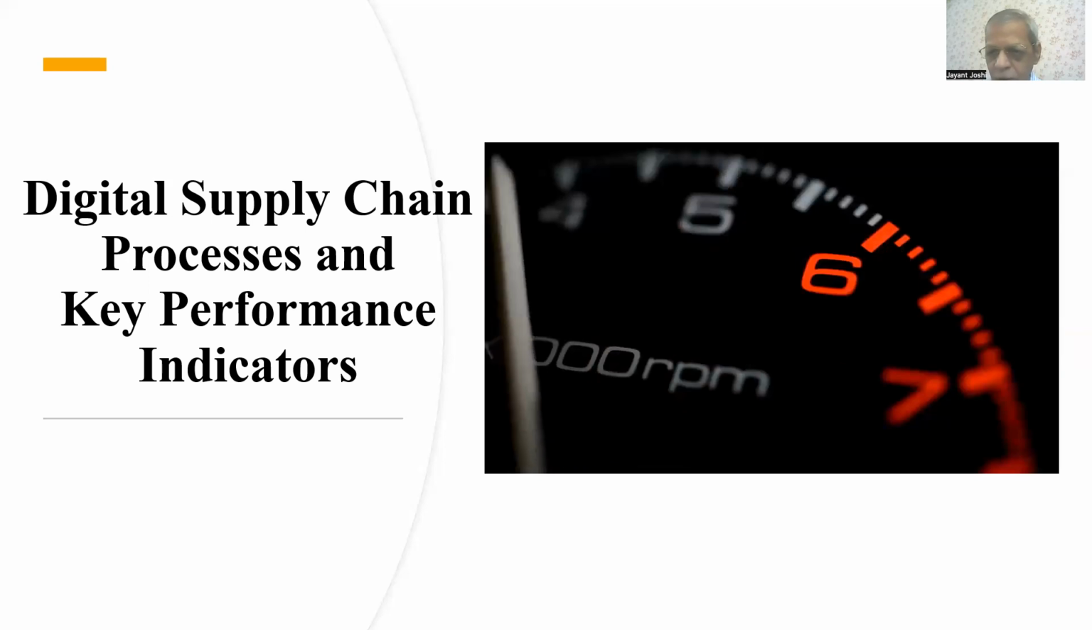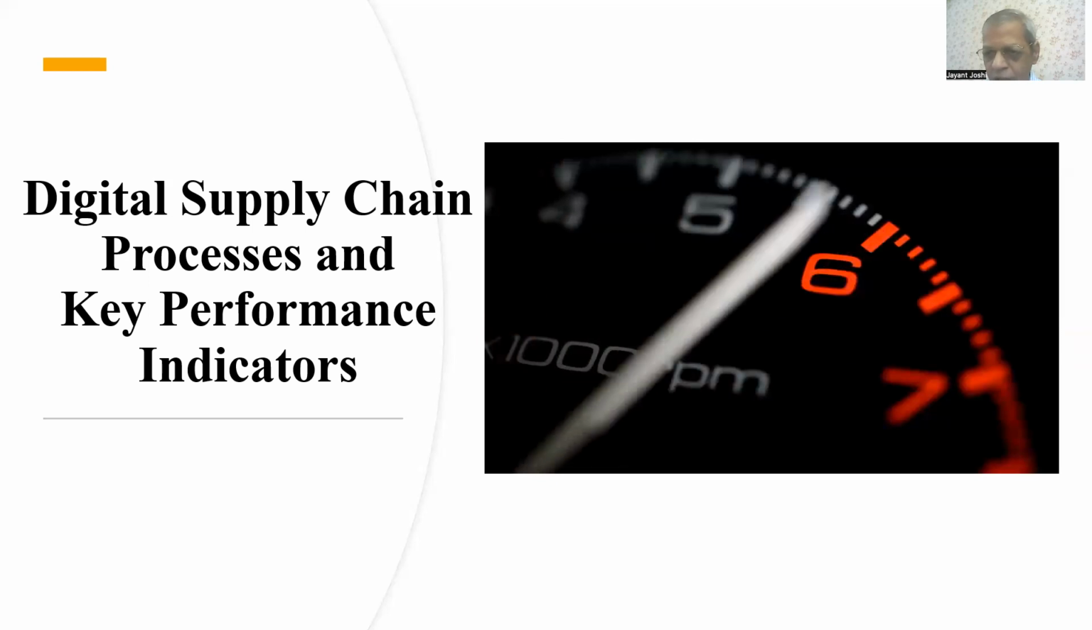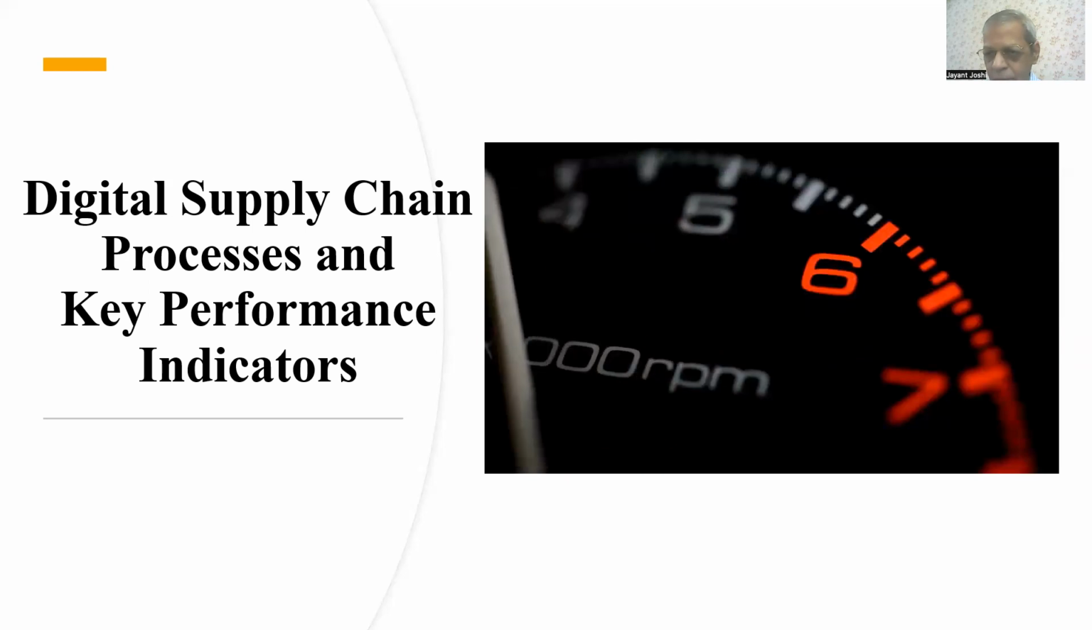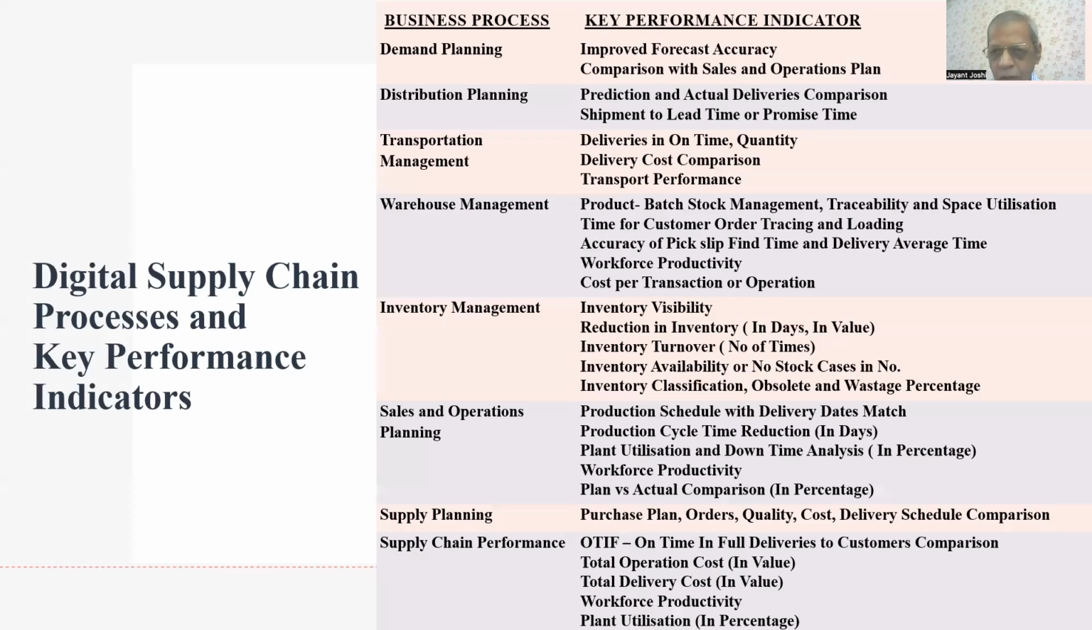So I'm just showing you an indicator, and the indicator keeps on moving. You should really look at it on a real-time basis, to see how your performances are moving across different processes. I've listed out some of those parameters. Of course, as with any business, it starts with demand planning, and your sales forecast accuracy plays an important role because it gets connected with your sales and operation plan.